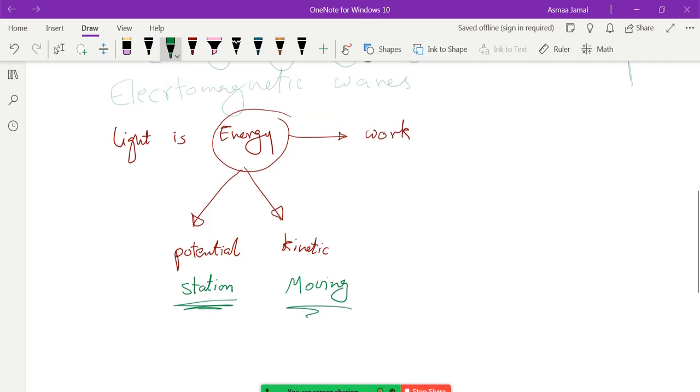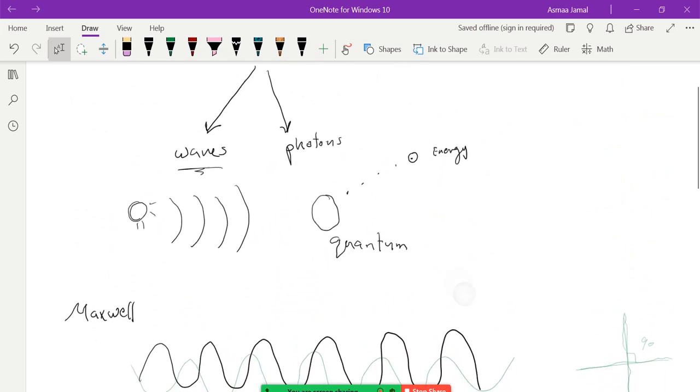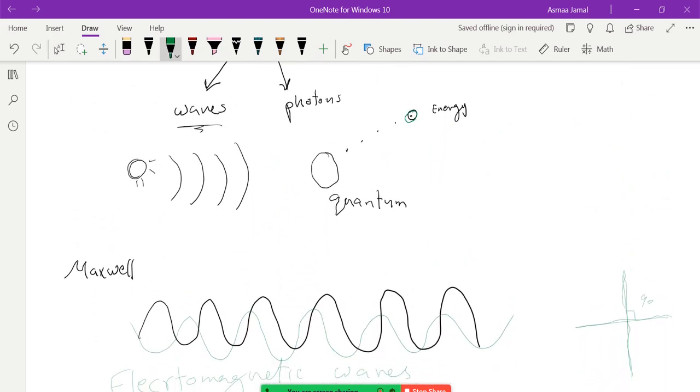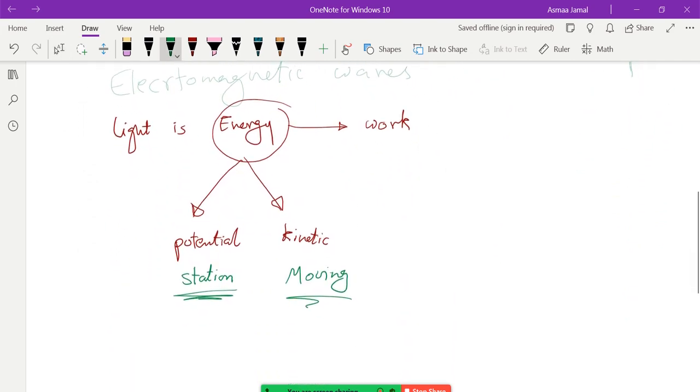So, since light is moving photons or moving waves, that immediately means light is a kinetic kind of energy since it's moving.